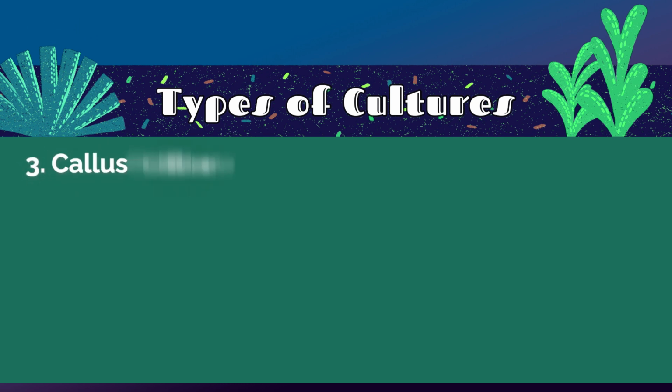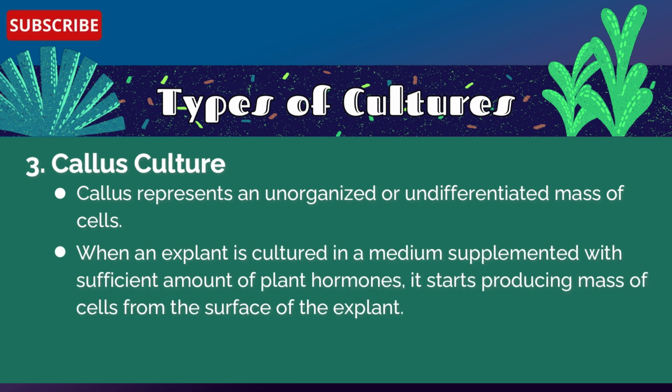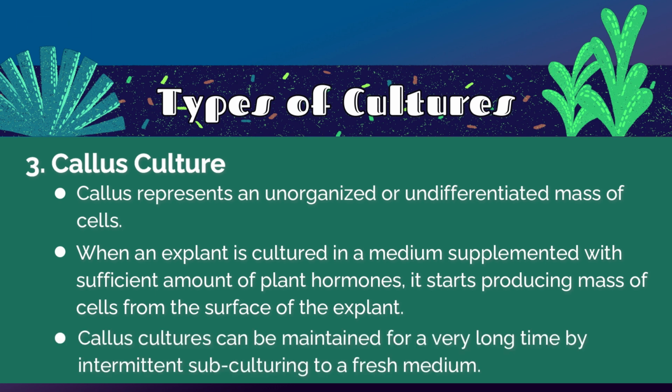Number 3. Callus culture. Callus represents an unorganized or undifferentiated mass of cells. When an explant is cultured in a medium supplemented with a sufficient amount of plant hormones, it starts producing a mass of cells from the surface of the explant. Callus cultures can be maintained for a very long time by intermittent subculturing to a fresh medium.